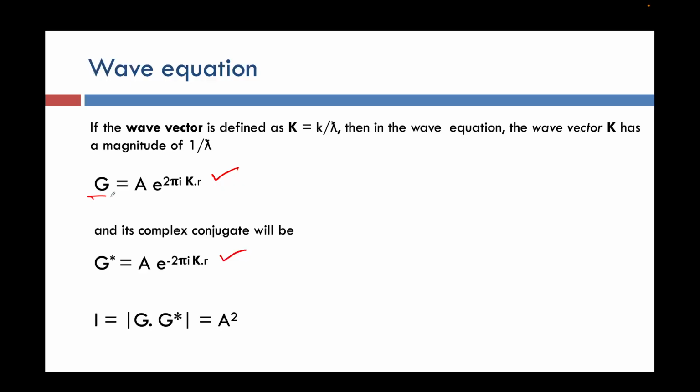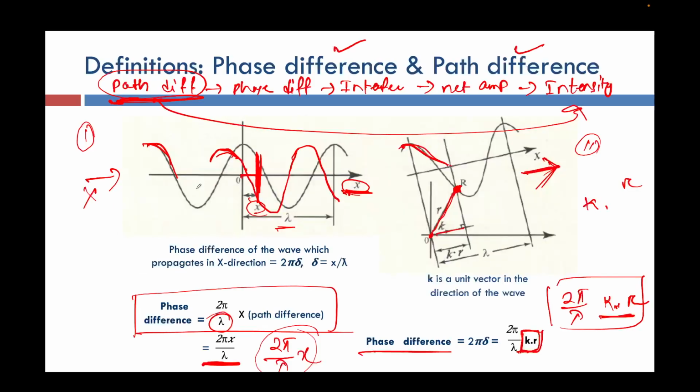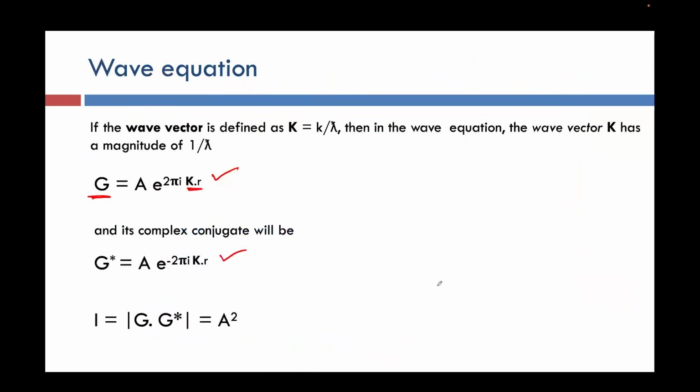Let's say this G is my wave vector, which is traveling in some random direction, and the path difference is given by k into r. Remember, in the earlier case I wrote small k, which means the unit vector. But if I associate this k with a wave vector having the unit vector small k and magnitude 1 by lambda, then k into r is the path difference. So if I am writing my wave vector as G, then I can write its complex conjugate.